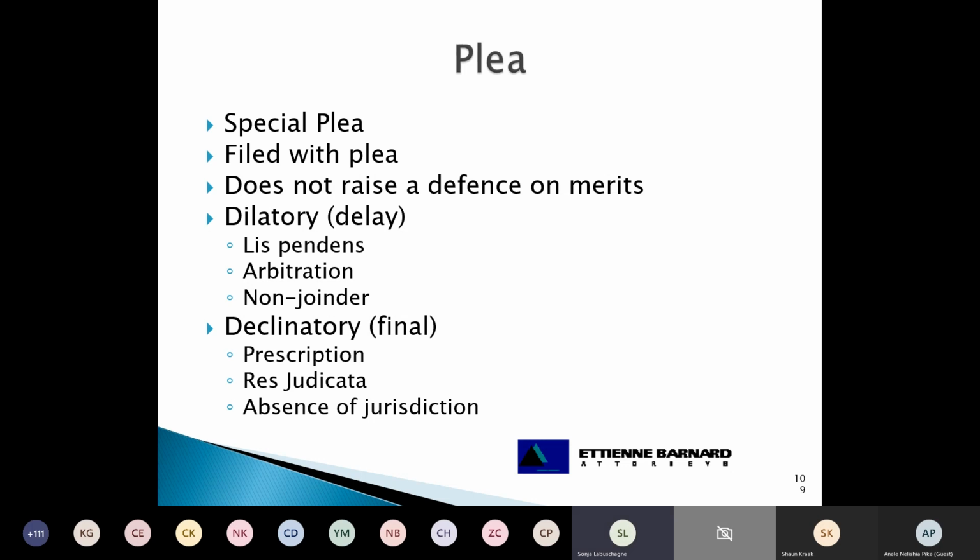And your special plea doesn't raise a defense on the merits of the matter. You get two types. You get the type of special plea that will just delay the matter, and you get the type of special plea that will finalize the matter. So the first one you get is lis pendens. Who can tell me what lis pendens is?